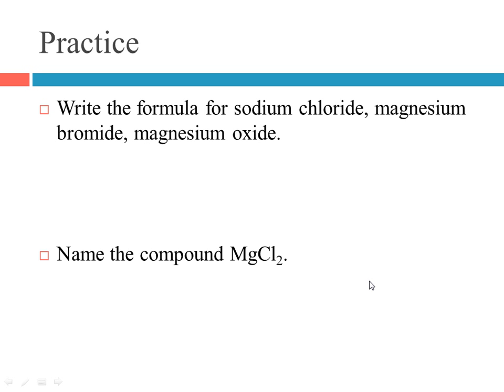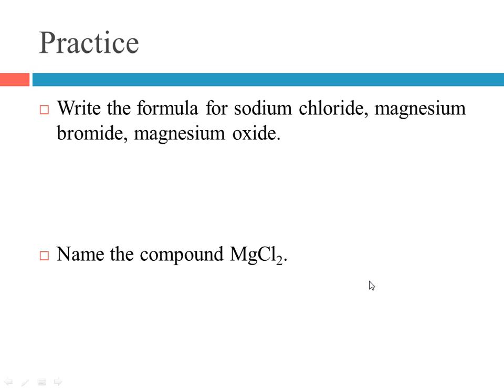Get my pen out. All right, so the name would be magnesium chloride. For writing the formula, for all of when we're dealing with metals, we can write the formula by just pulling it apart, writing each oxidation state, and then swapping the charges.